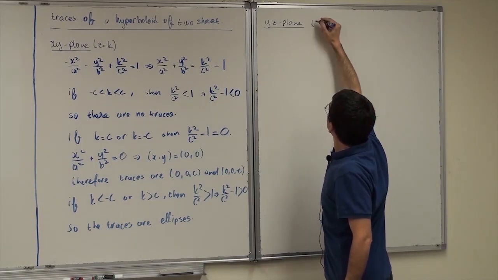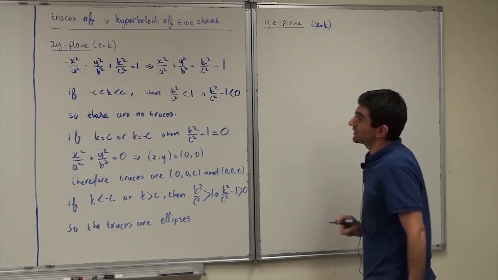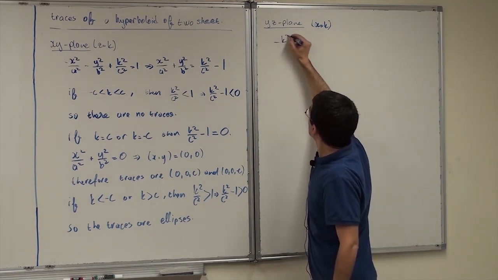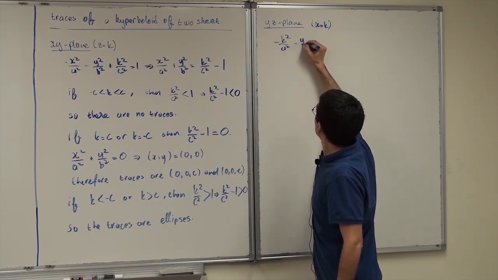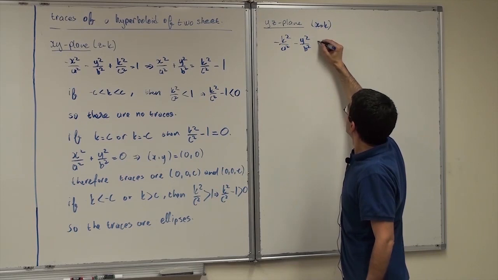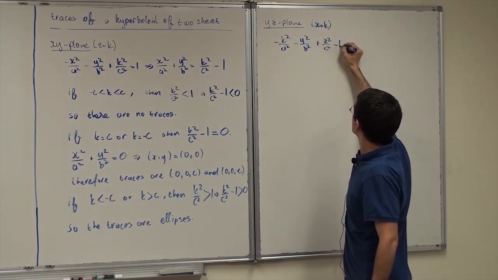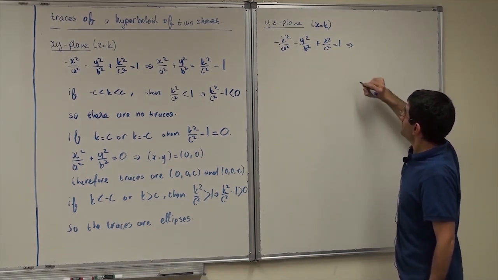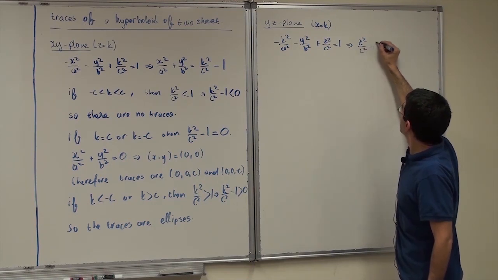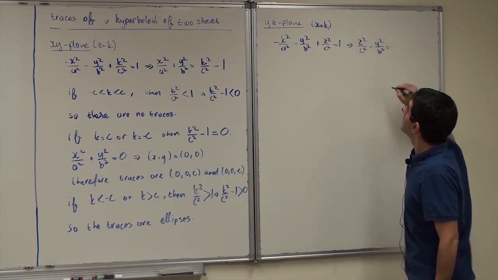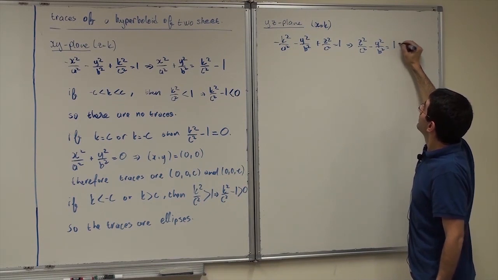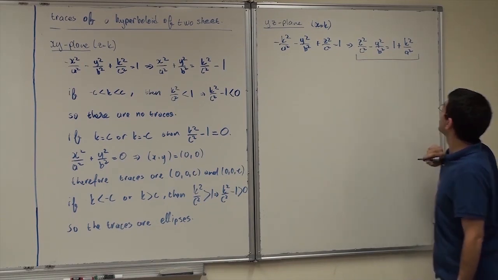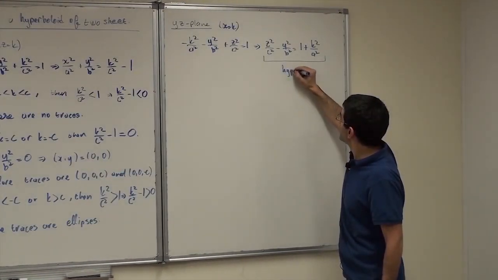So I'm going to intersect the hyperboloid of two sheets with the plane x equals k. So negative k squared over a squared minus y squared over b squared plus z squared over c squared is equal to 1. If we rewrite this, we will have z squared over c squared minus y squared over b squared is equal to 1 plus k squared over a squared. And for any value of k, this is a hyperbola.